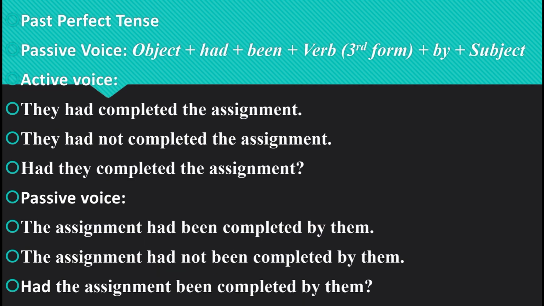Let's see past perfect tense. They had completed the assignment. The assignment had been completed by them. They had not completed the assignment. The assignment had not been completed by them. Had they completed the assignment? Had the assignment been completed by them?